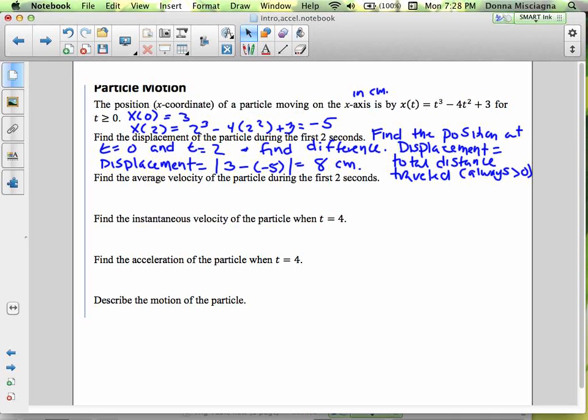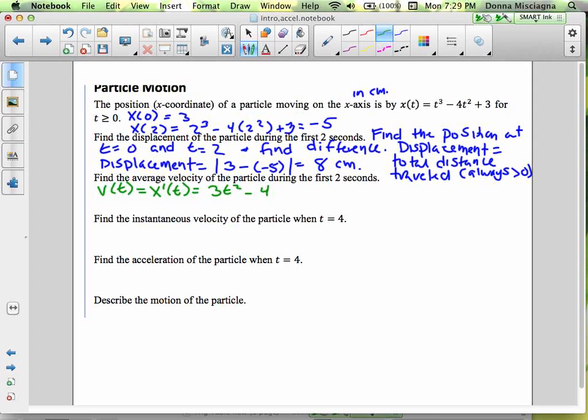Find the average velocity of the particle during the first 2 seconds. So first of all, we need to find the equation for velocity. So that's going to be v of t, which, remember, is the derivative of the position equation. So the derivative of t cubed minus 4t squared plus 3 will be 3t squared minus 8t. Let me make sure I wrote the equation correctly. So minus 8t.